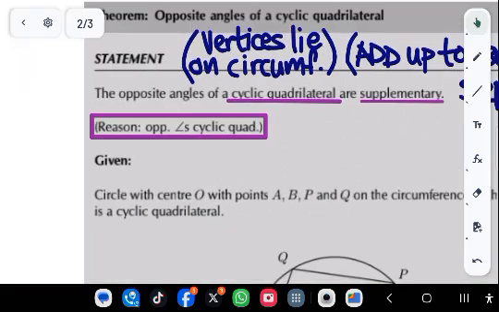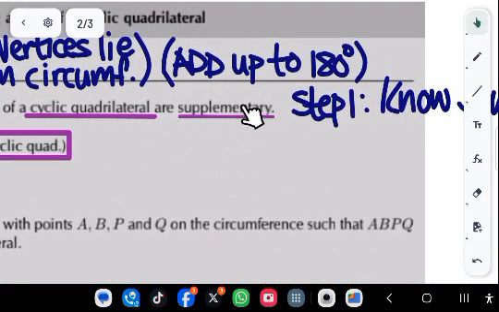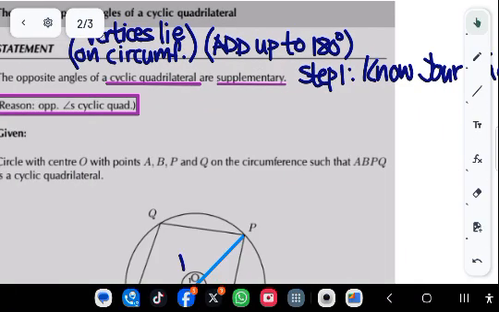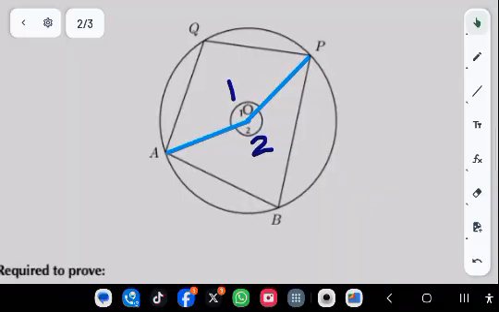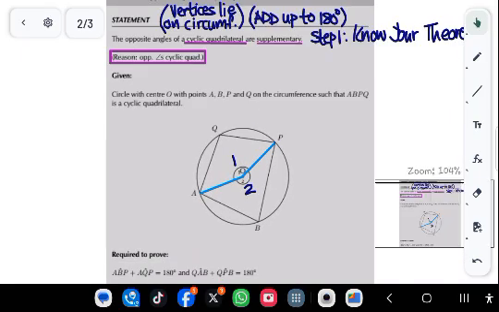Now we're told that the opposite angles of a cyclic quadrilateral are supplementary. The word supplementary means to add up to 180 degrees. The other one, which is complementary, means to add up to 90 degrees. Now, what this means is that angle B plus angle Q equals 180 degrees, or angle A plus angle P equals 180 degrees. These are the opposite angles, and when we say supplementary, that means when you add them together, they add up to 180 degrees. That's what the theorem is about.